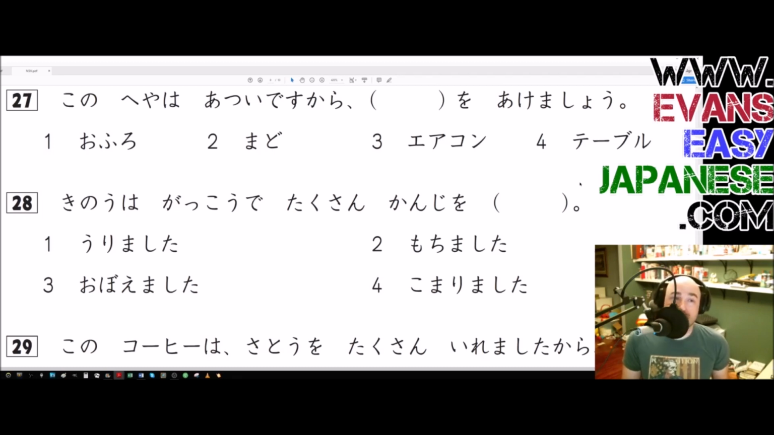We were on number 27. Let's see what we got here. I guess the verb choice is going to affect what answer you choose. All right, so anyway. Kono heya wa. As for this room, kono, this, and there's a noun after it.